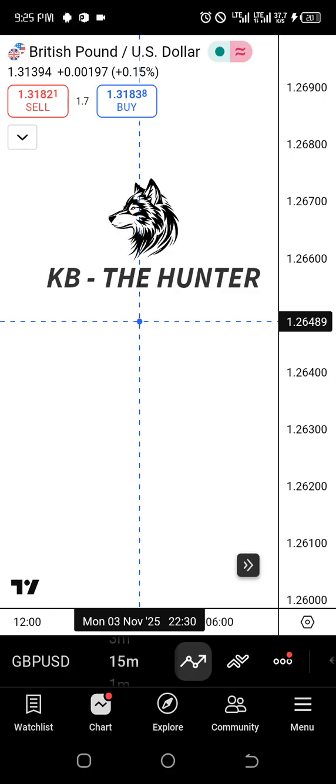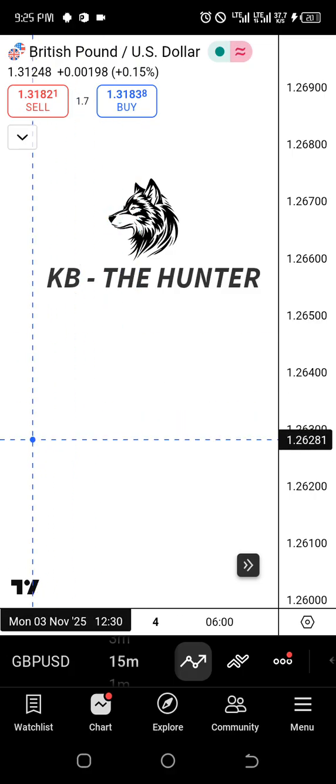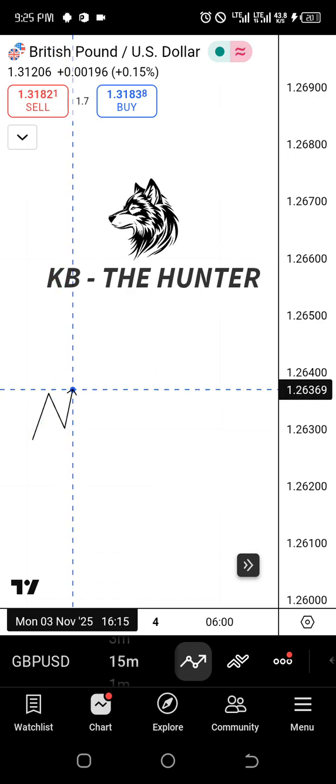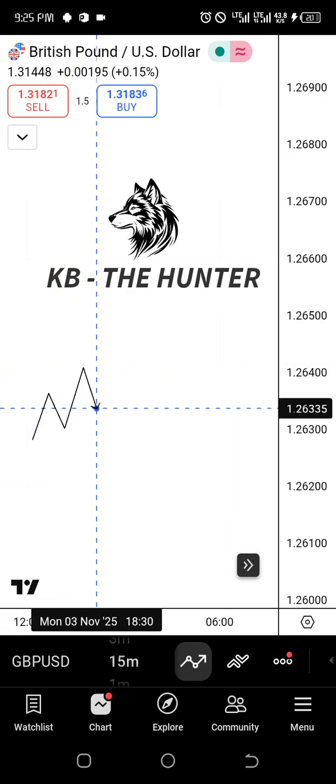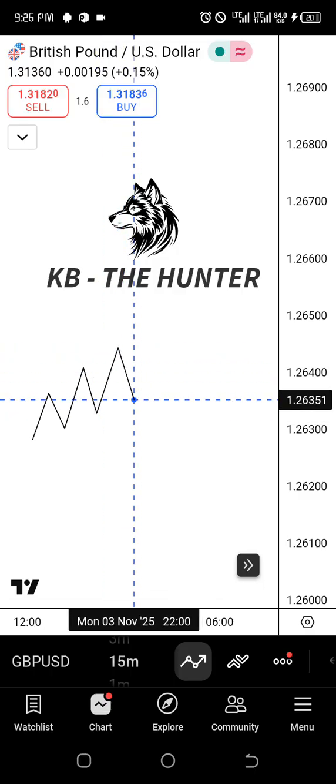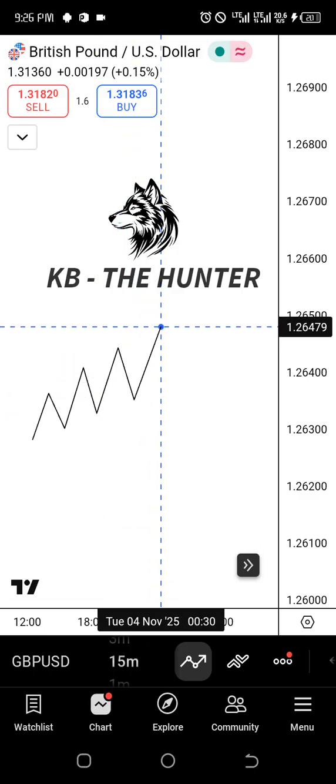The first one is the bullish market, which is the uptrend. So it goes like this: higher low, higher high, a higher low, then a higher high, a higher low, a higher high, a higher low, a higher high, and so on and so forth.